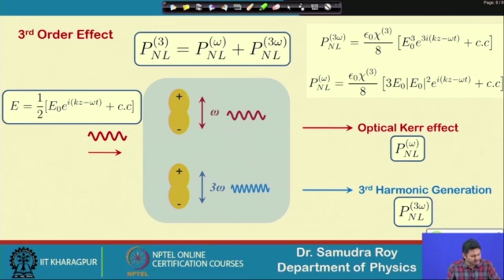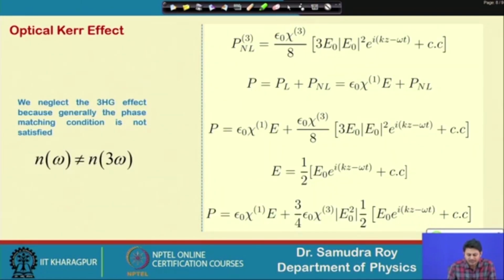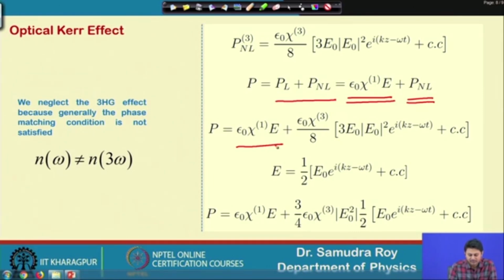So, if I take only this term, what will be my total polarization? My total polarization will be P linear plus P nonlinear. P linear is epsilon 0 chi 1 E as usual, where E is the total electric field, and with that we should have P nonlinear as an addition, because we are considering the total polarization. Now, if I write these things, the P linear term is epsilon 0 chi 1 E plus, I just replace this P nonlinear term here and I will have these things in our hand.